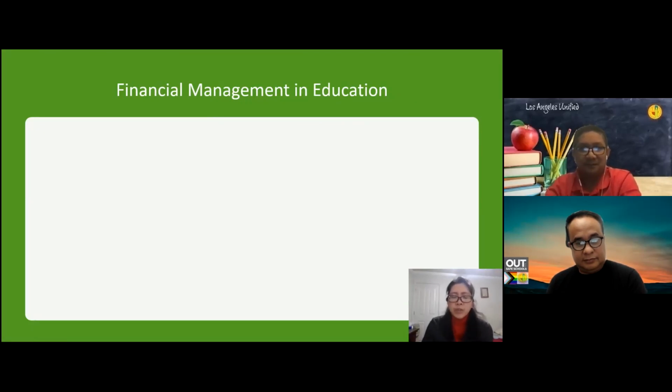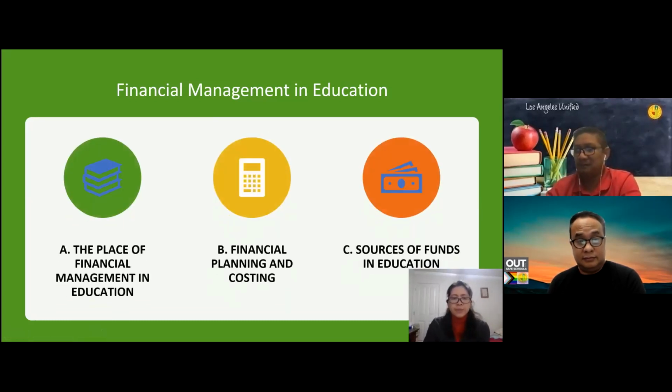In our presentation, we will cover and discuss three subtopics related to financial management in education. And these are A, the place of financial management in education, B, financial planning and costing, and C, sources of funds in education.